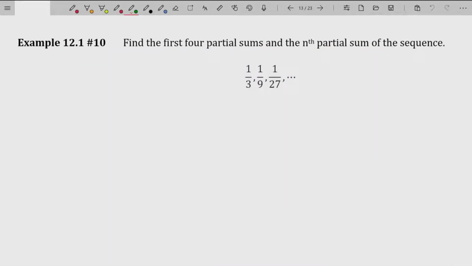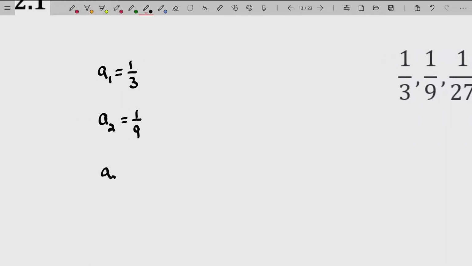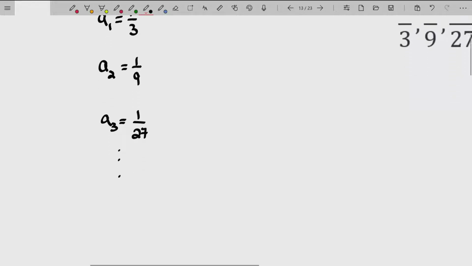So consider this one. Find the first four partial sums and the nth partial sum of the sequence. But first of all, ignoring that question, let's just showcase what the sequence itself is. A sub 1 is 1/3, and A sub 2 is 1/9, and A sub 3 is 1/27. You could probably guess what A sub 4 is. It's going to be 1/81. You're just multiplying by a third every time. So dot, dot, dot. This sequence just goes on forever.